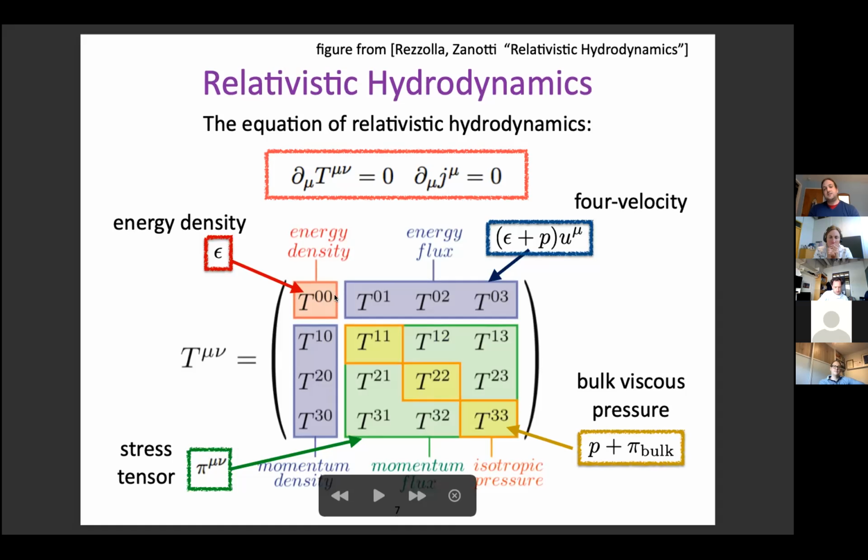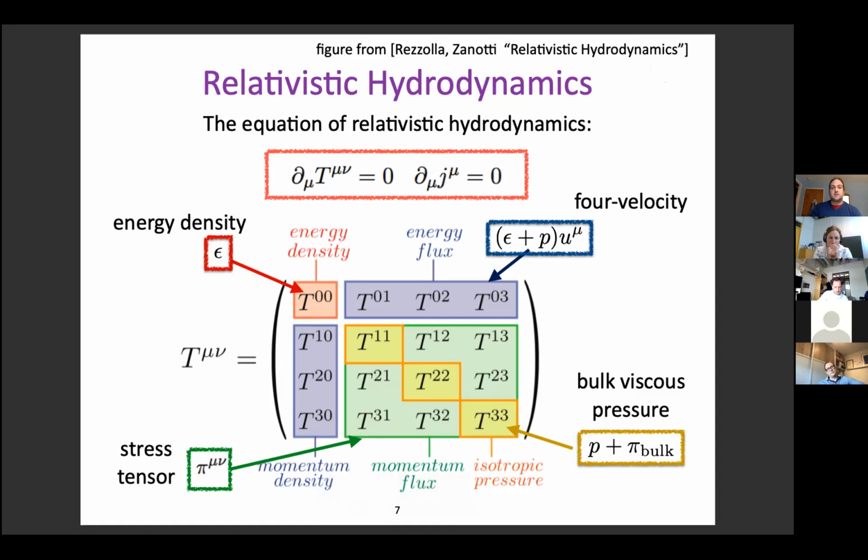you see that the energy density is just one component, the T00 component, of the energy momentum tensor, and the pressure is the diagonal. Indeed, there's a lot of other structure over here, the energy flux and momentum flux, that could be there and can play a role. In heavy ion collisions we generally parameterize the stress tensor as this pi mu nu here, the off-diagonal element. Then we also have a viscous pressure, this pi bulk here, which parameterizes how much the isotropic pressure differs with respect to the equilibrium. So it's also a really interesting quantity to study.